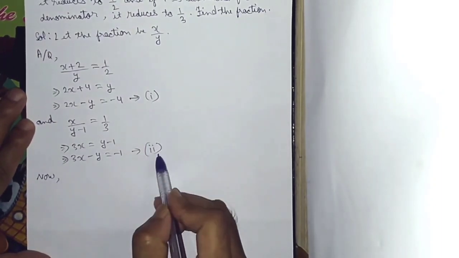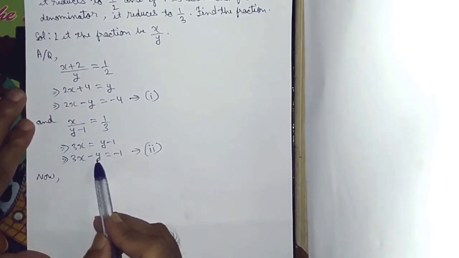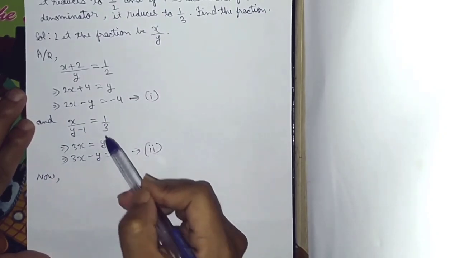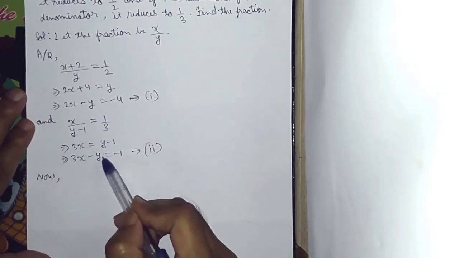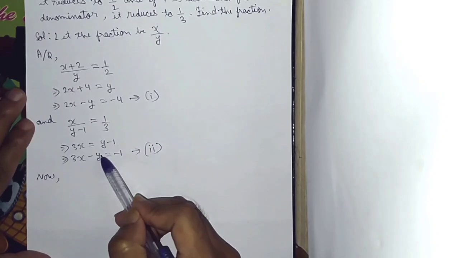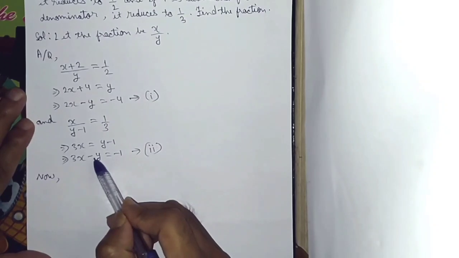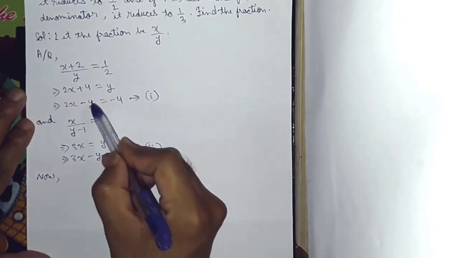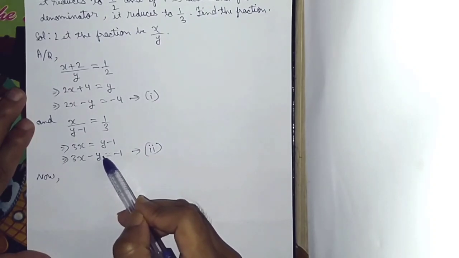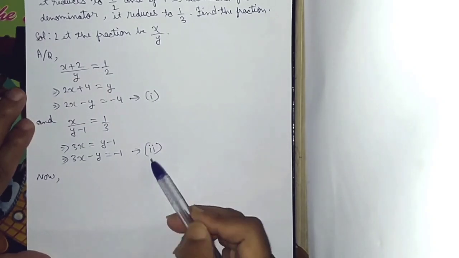Now we have equation 1 and equation 2. We will eliminate y. To eliminate y, the coefficient of y is 1 in both equations and the sign is negative in both, so we subtract equation 1 from equation 2.